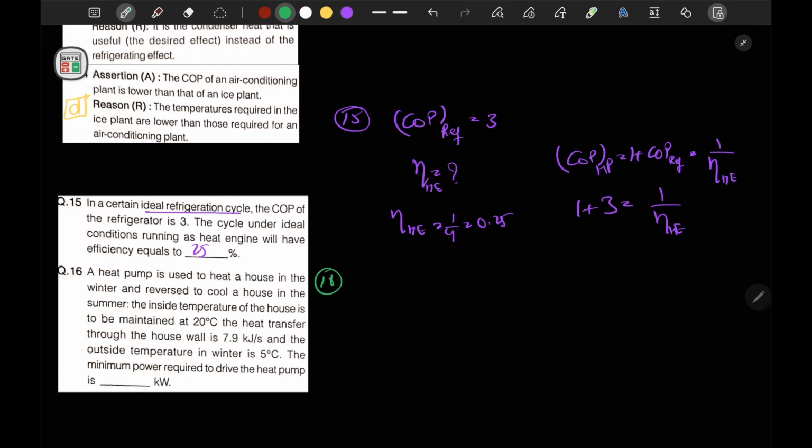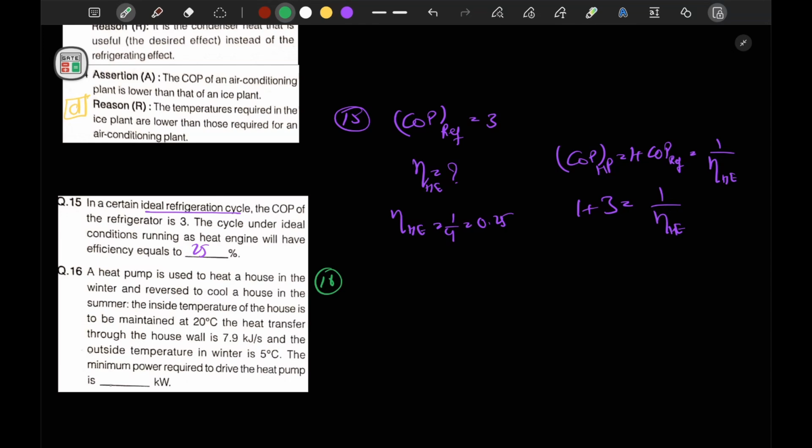It is mentioned that a heat pump is used to heat a house in winter and reversed to cool a house in summer. The inside temperature of the house is maintained at 23 degrees Celsius. The heat transfer through the house wall is 7.9 kilojoules per second, and the outside temperature in the winter is 5 degrees.